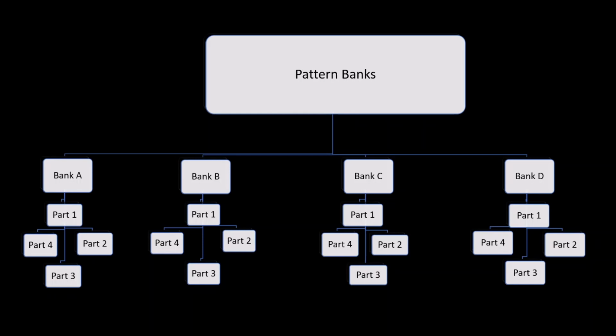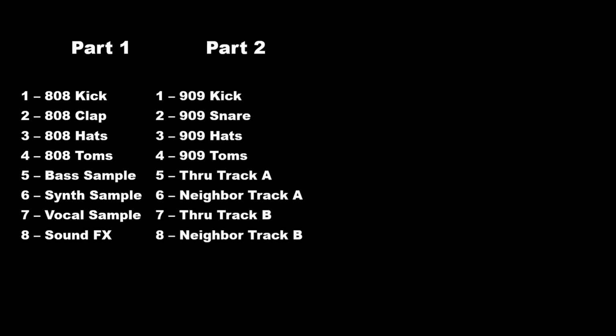In each project you have 4 pattern banks, A, B, C, and D, and within each bank you can have up to 4 parts. Now if we just look at one bank, let's say on part 1 you've got an 808 kit, bass, synth, vocal sample, and some sound effects. Now on part 2, you've got a 909 kit and you're using 2 different through tracks for external synths and a neighbor track for each of those to add additional effects.